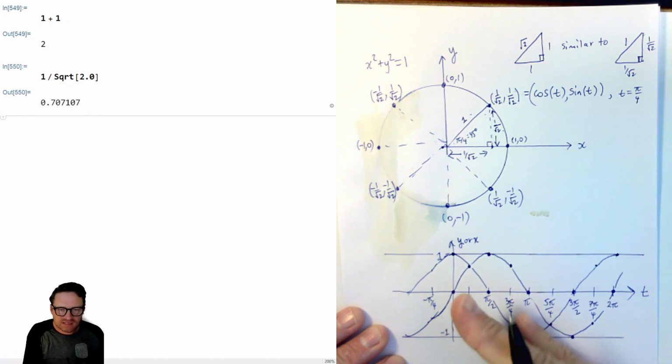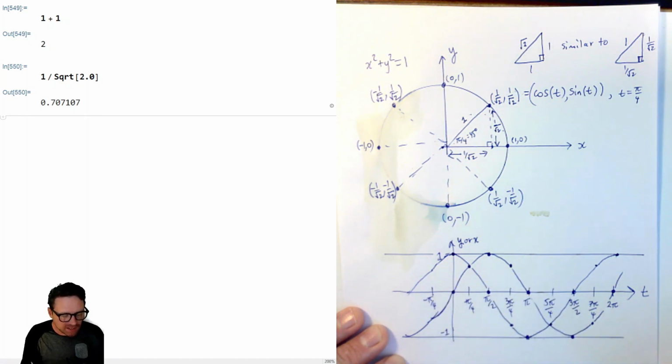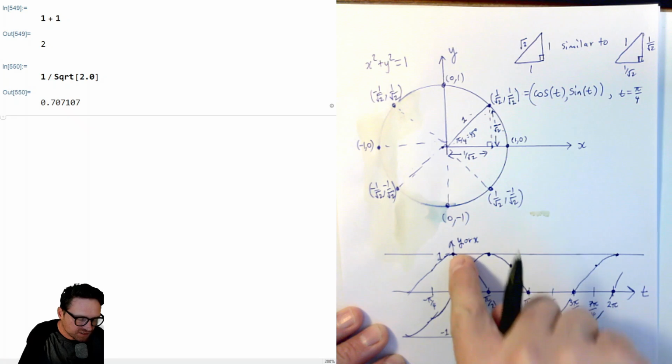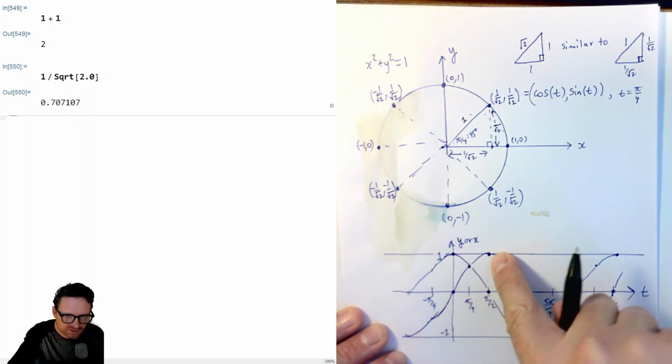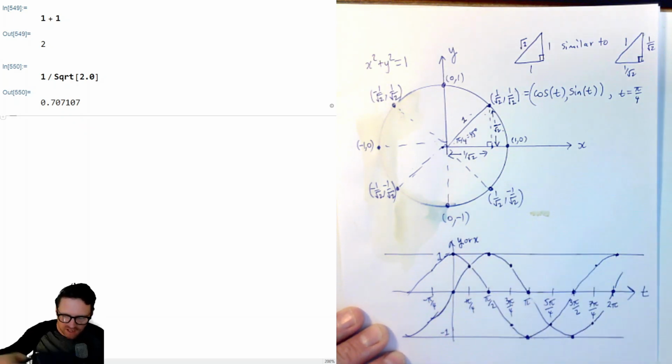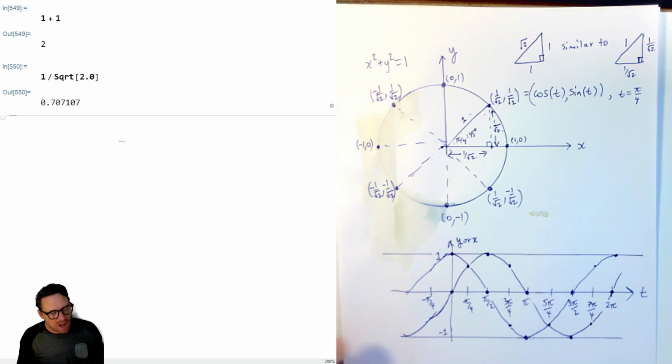All right, now you can see that these are shifted by pi on 2 radians. They're out of phase by pi on 2 radians, because if you move this wave over pi on 2 radians, then it coincides with the sine wave. Okay, so now let's do the same thing in Mathematica.